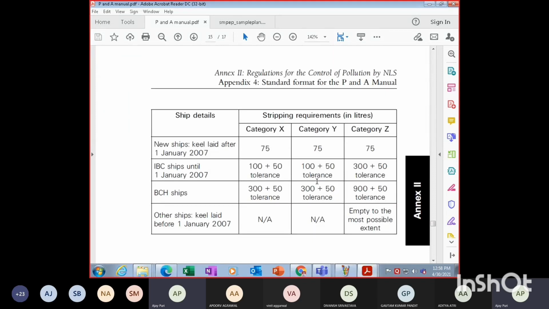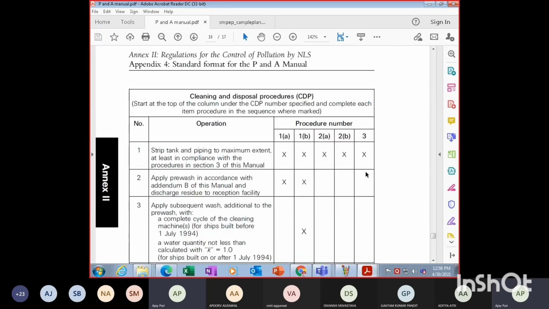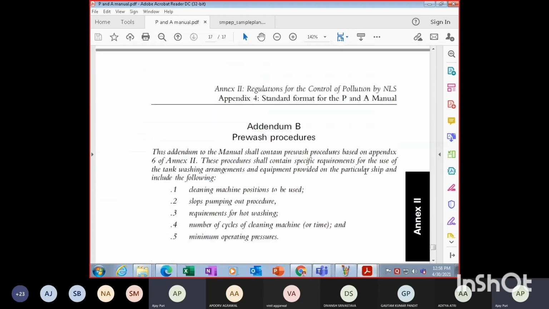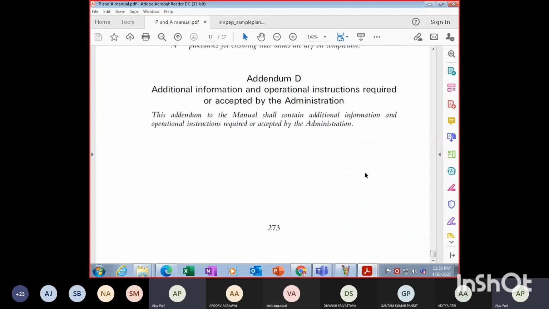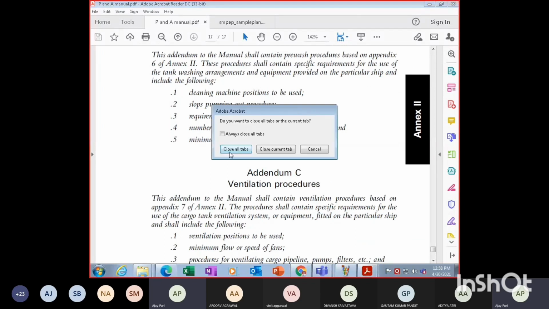This is your stripping requirements, which we have done. So 350 was 300 plus a tolerance of 50. 950 was 900 plus a tolerance of 50. We've already done this. This is the cleaning disposal method, tanks required there, pre-wash procedures, ventilation procedures. So that is all your PNA manual. I'll be sending you the notes for these.